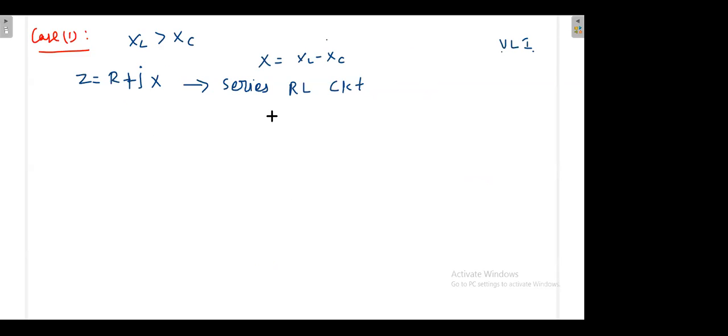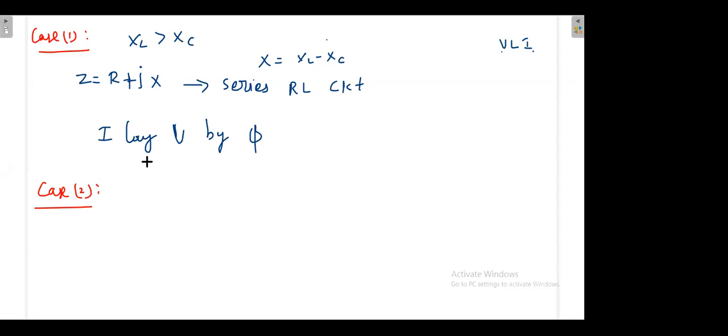So which one is lagging? I is lagging. I lags V by phi. That is the idea. It resembles the properties of the series RL circuit. Even though both inductor and capacitor are there, finally the inductor is dominating here. Inductor is dominating. Next case, case 2.